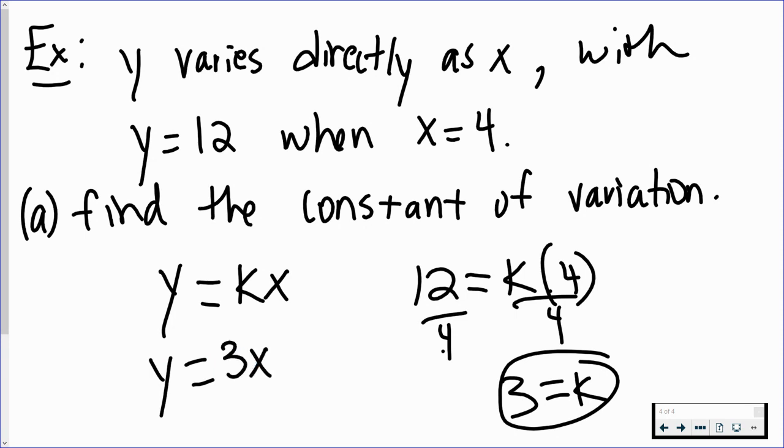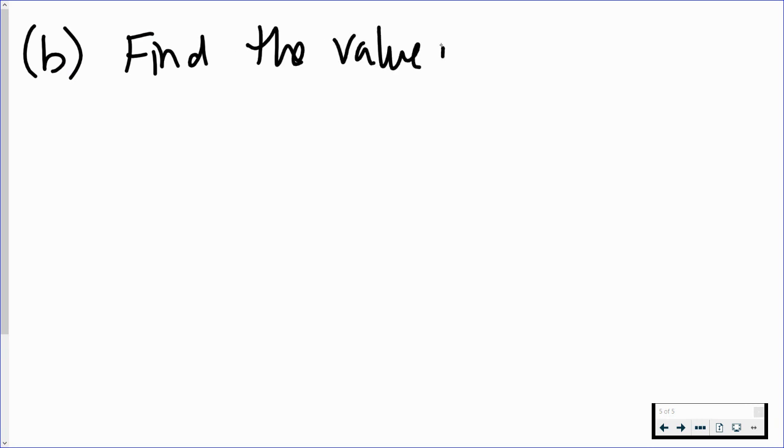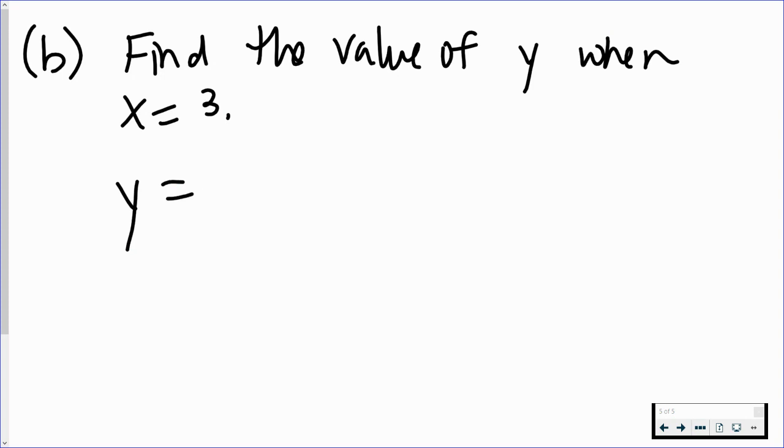And then a lot of times they'll ask you to make a prediction. They may say for part B, or this may be the entire problem, maybe they didn't ask you for the constant of variation, but they may ask you find the value of y when x equals 3. We just said that y equals 3x, right? That was the equation that we wrote once we found the constant of variation. So let's plug in y equals 3 times 3.